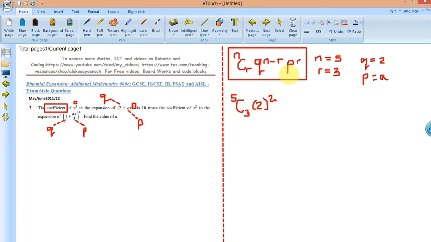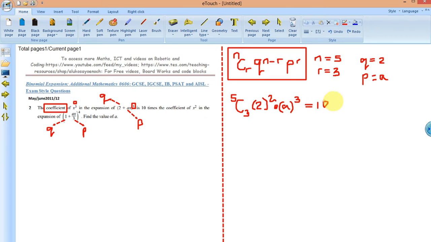Okay, then I now have pr. So my p here, this is a, the coefficient of x, that is a, raised to power r, and my r is 3. Okay, now the coefficient of x raised to power 3 in the expansion of this is 10 times, then open a bracket: the coefficient of x squared in the expansion of this.